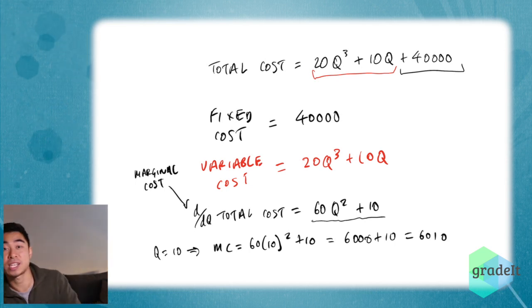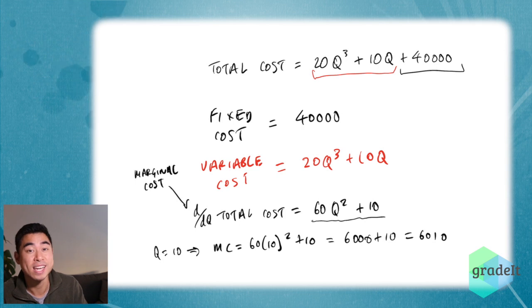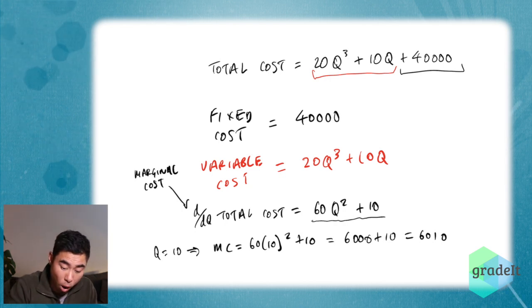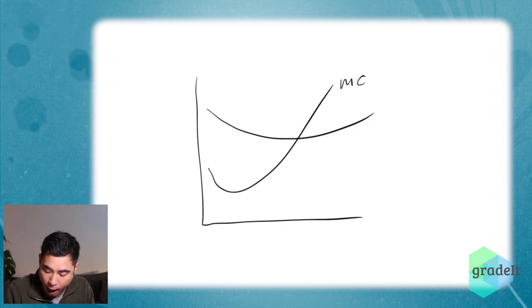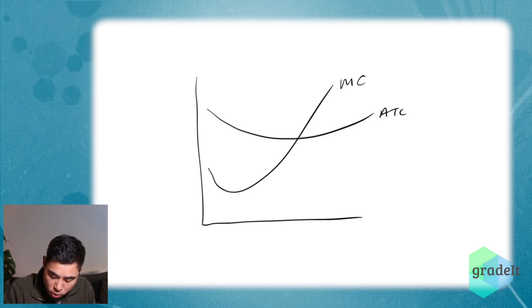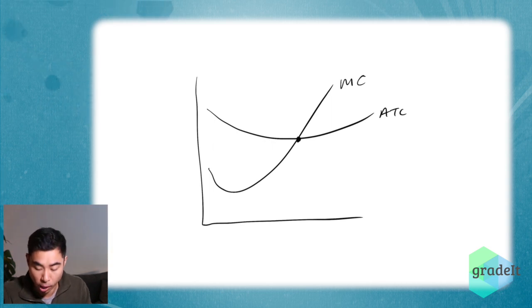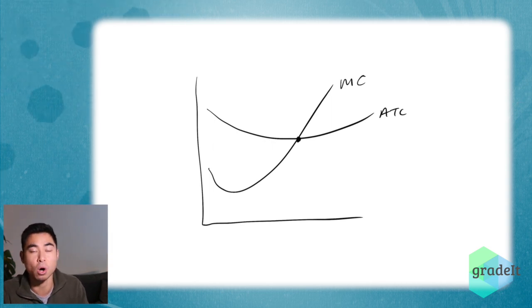So all we notice here, well, that value of 6,010 is exactly what we had previously for the average total cost at the point of productive efficiency, which explains why we have this relationship where marginal cost crosses average total cost at this bottommost point of average total cost, i.e. marginal cost crosses average total cost where average total cost is minimised.